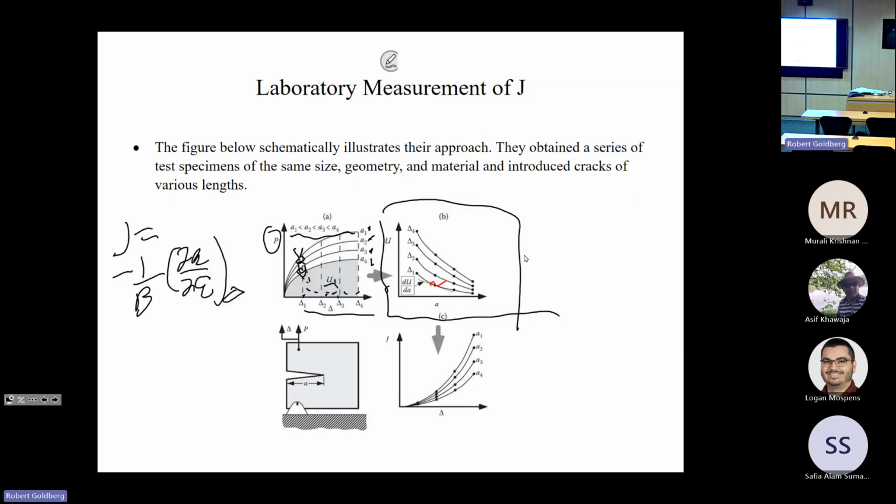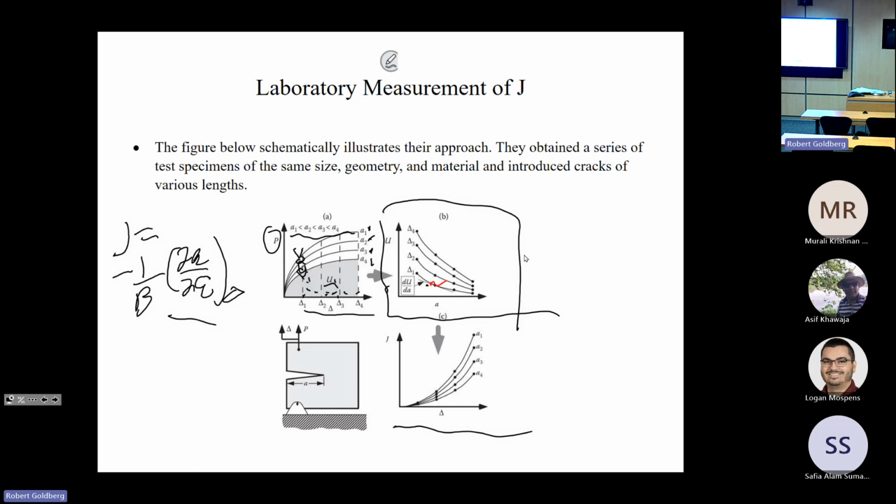So we can take at these various points the derivative of U with respect to A from this plot, plug it into this equation, and then we can use that to compute our value of J as a function of displacement for our various crack lengths. And this is a calibration.